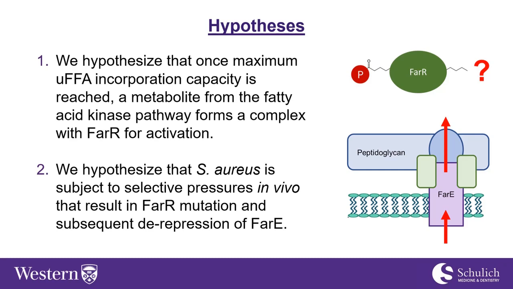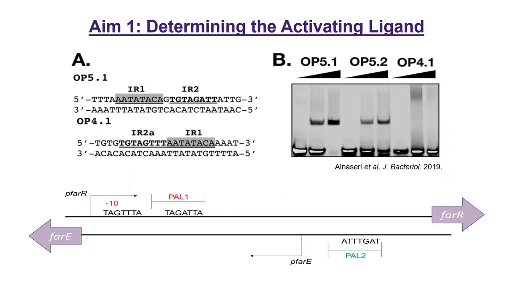coli, is subject to selective pressures in vivo that result in FAR-R mutation and subsequent de-repression of FAR-E. A previous electrophoretic mobility shift assay from our lab was performed and demonstrated FAR-R was unable to bind a minimal 24-nucleotide PAL2 probe, shown as OP4.1. A lack of binding was demonstrated by the absence of complex formation for the OP4.1 segment.